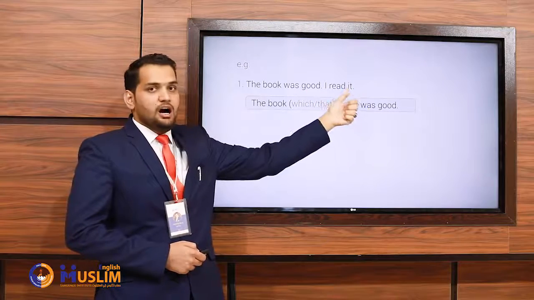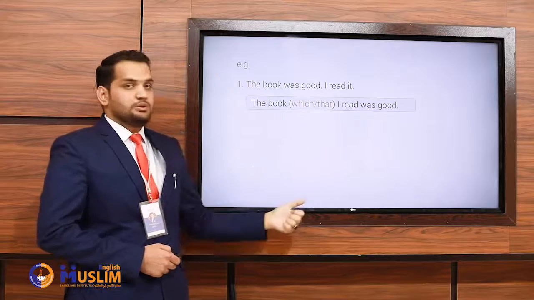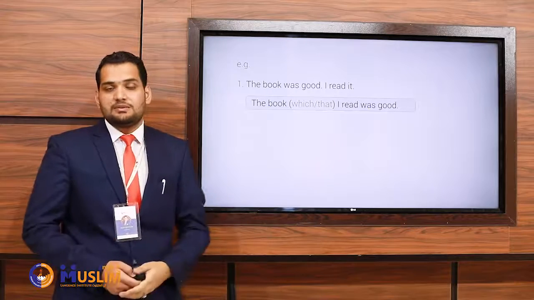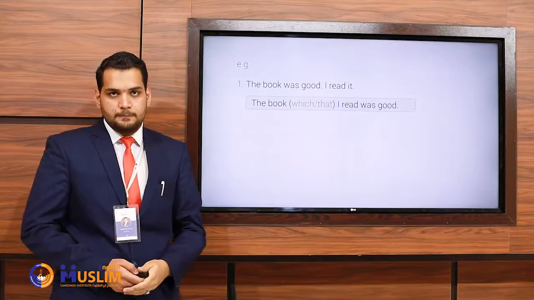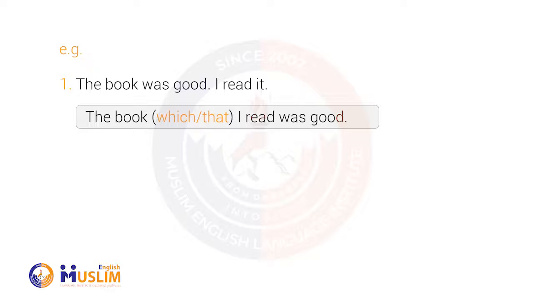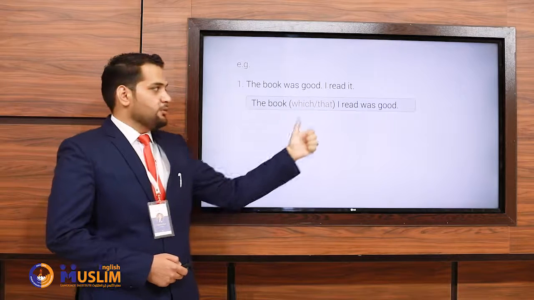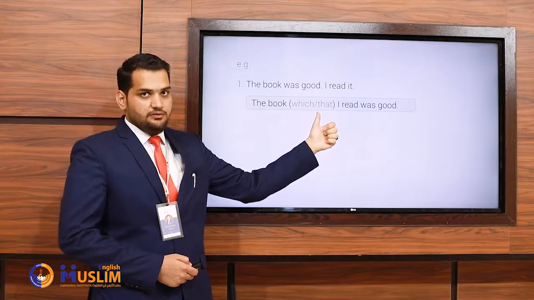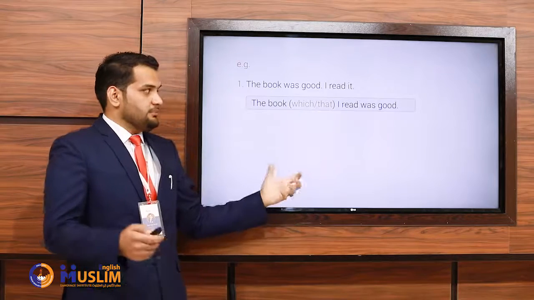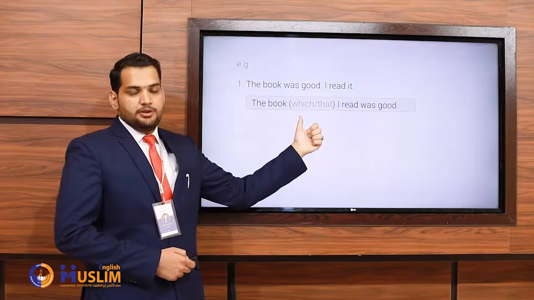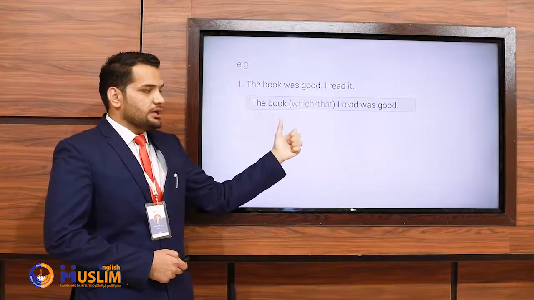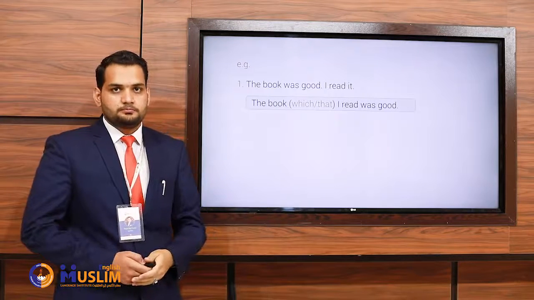Since it's the object of the sentence, we have to use a relative pronoun that is used as the object of the sentence. So you can say, the book which or that I read was good, which is formal and that is informal. Remember, you can also omit the relative pronoun. You can say, the book I read was good.